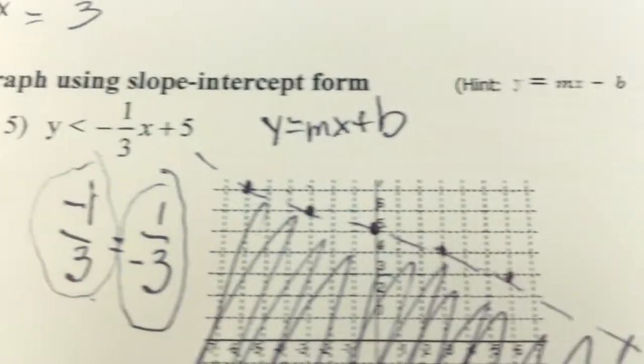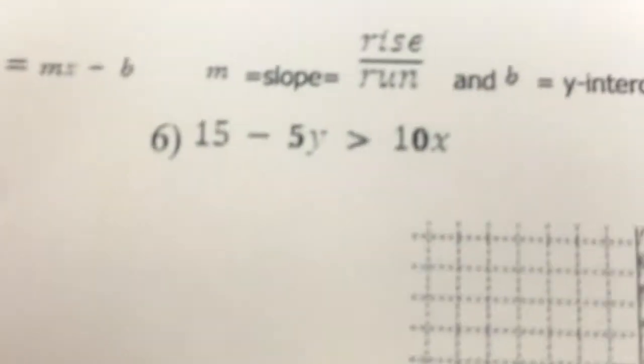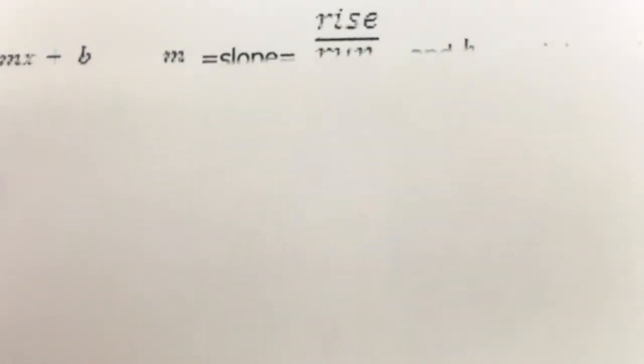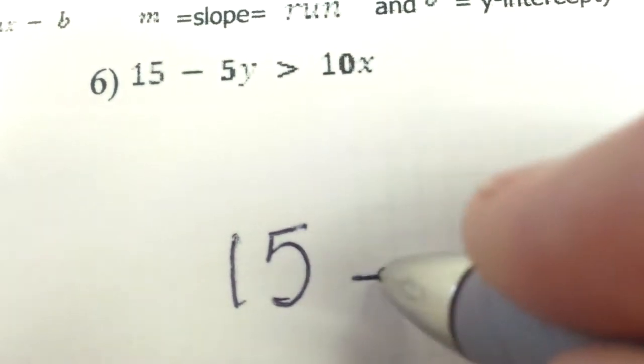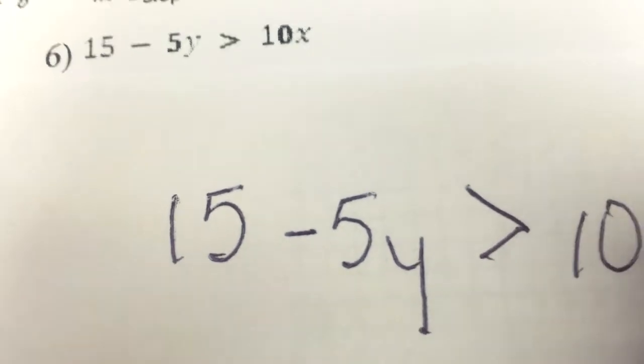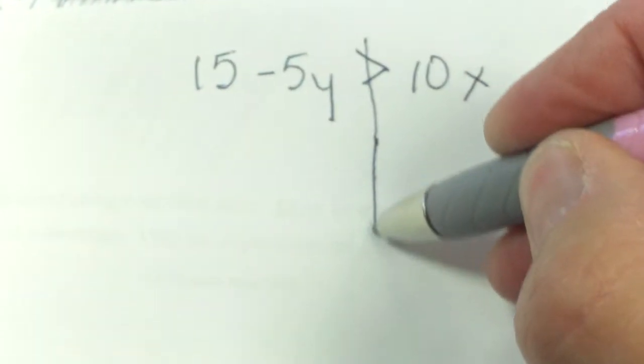Now, number 6, again, we're using slope-intercept form. Please notice this is in standard form, and it said put it in slope-intercept form. So the very first thing I'm going to do is put this in slope-intercept form. So I have 15 minus 5y is greater than 10x. Well, if I'm going to put this in slope-intercept form, y equals mx plus b, I have to get my y alone, don't I?